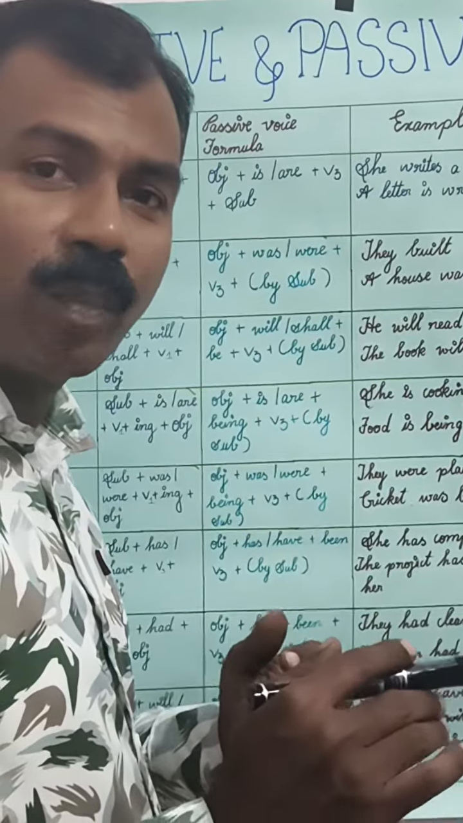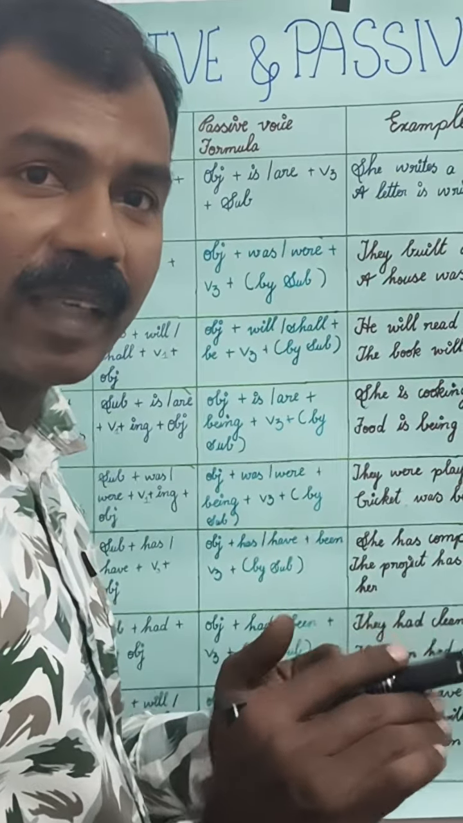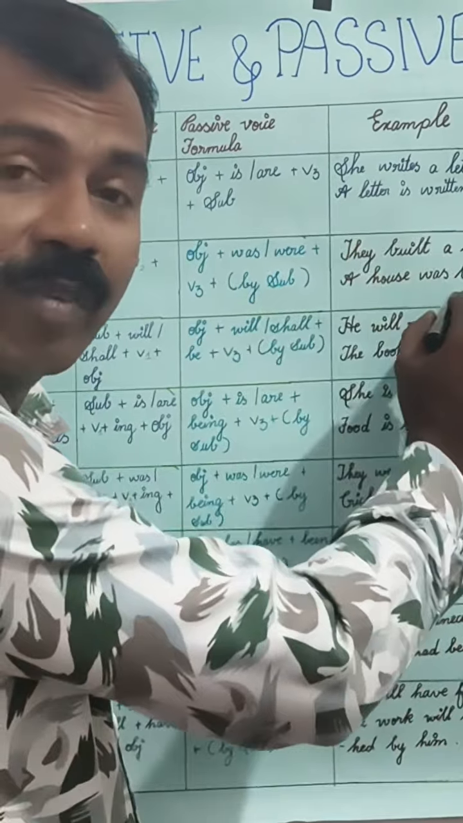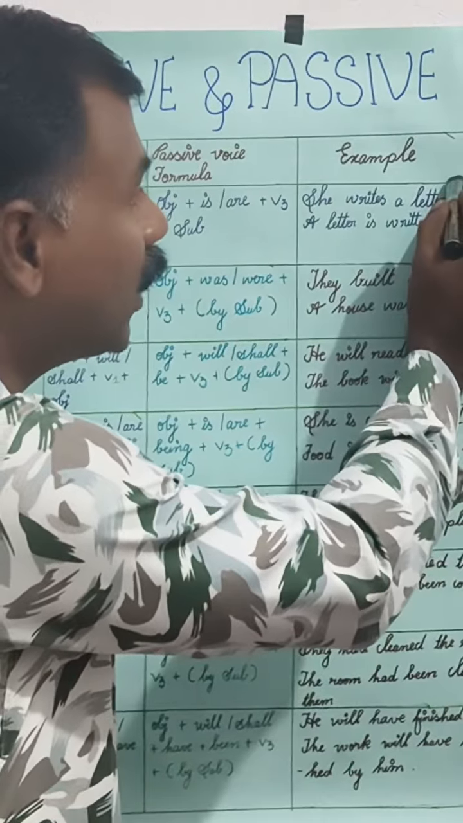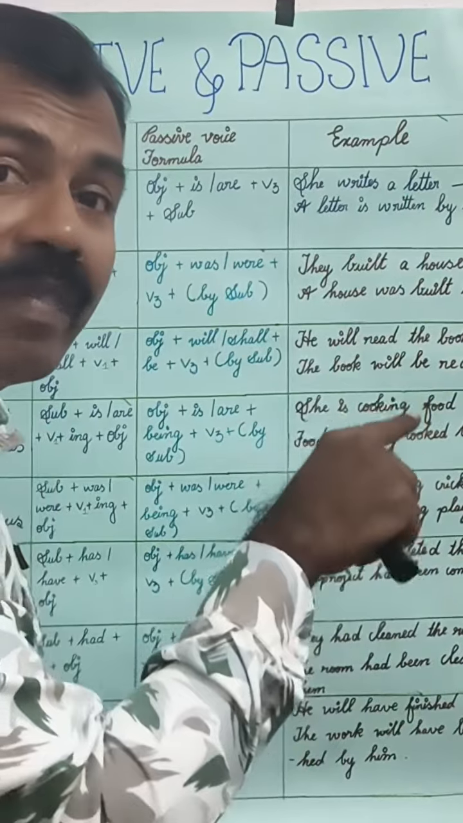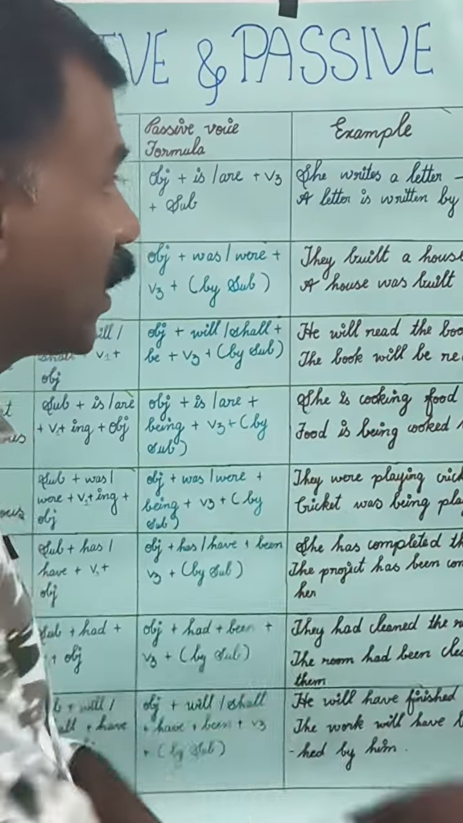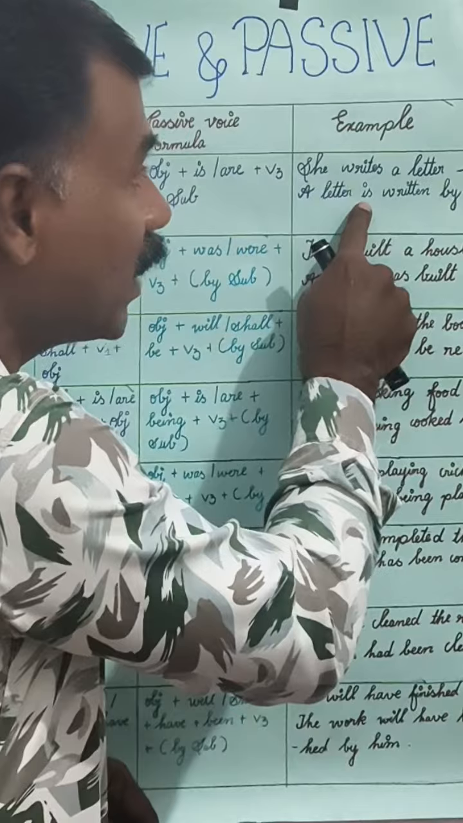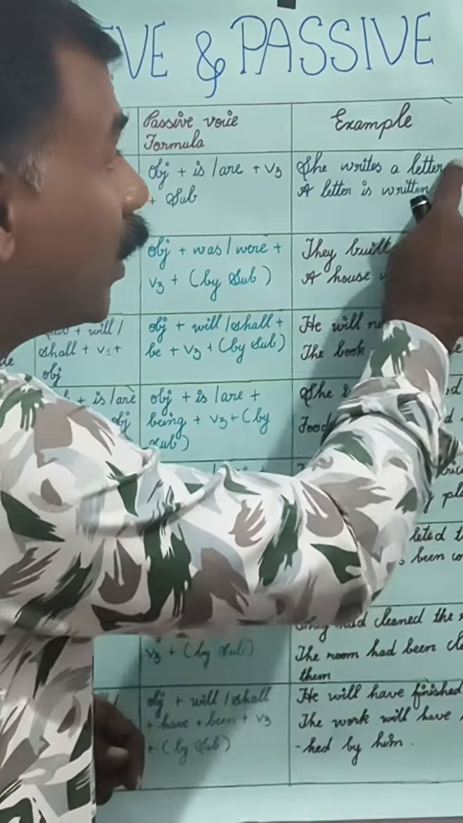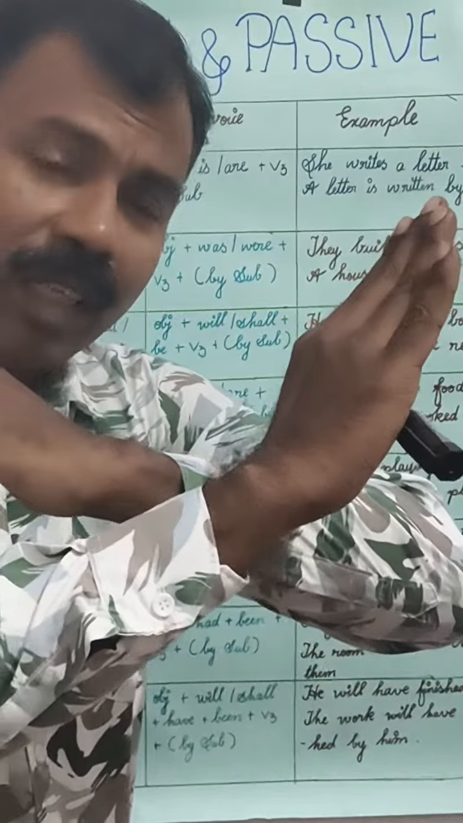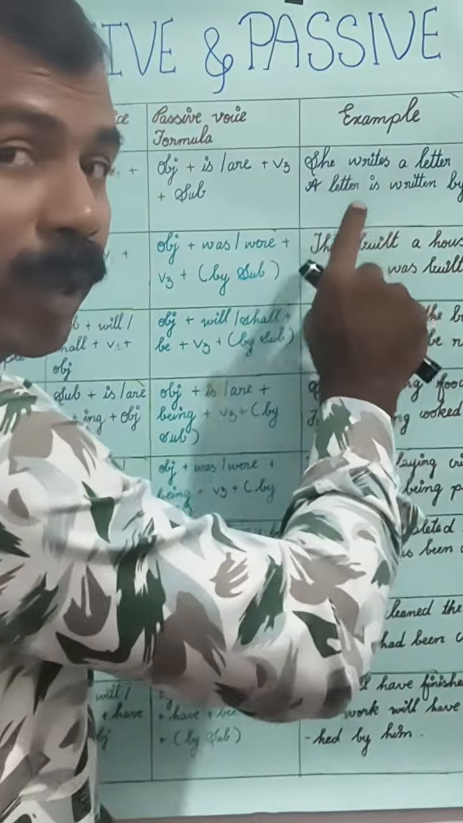To change active voice into passive voice, here is an easy way that we can see. When we change active voice and passive voice, subject will change into object, object will change into subject. Here you can see, she writes a letter. So when we change active voice into passive voice, a letter is written by her. So subject will change into object, object will change into subject. That means just cross. That only you have to keep in your mind.